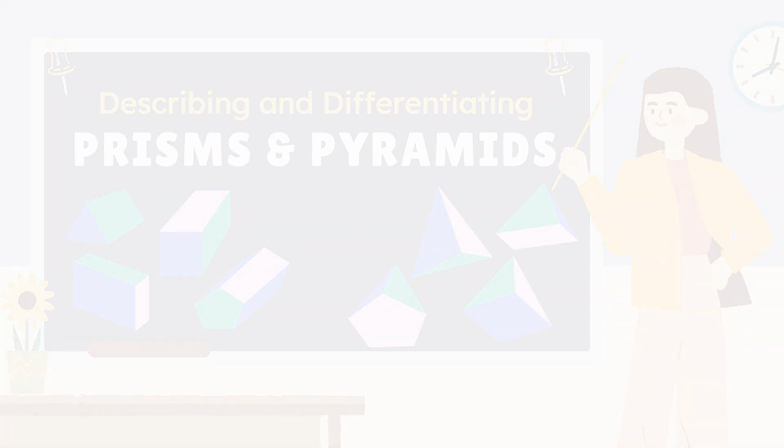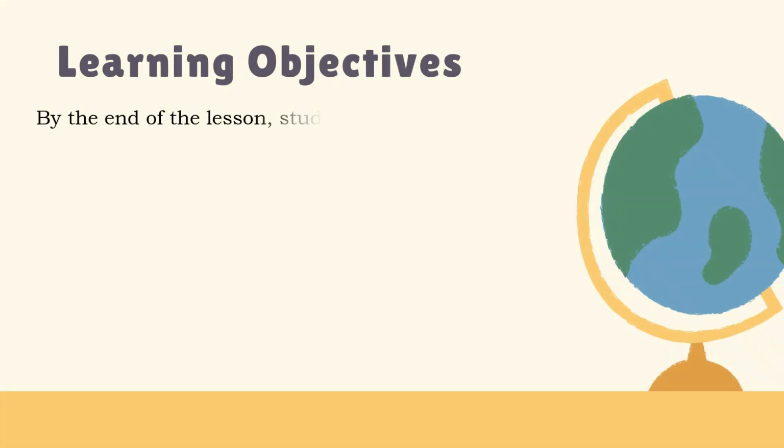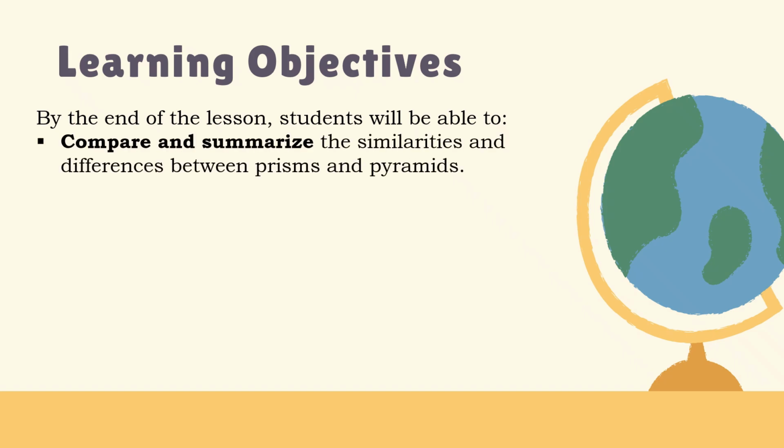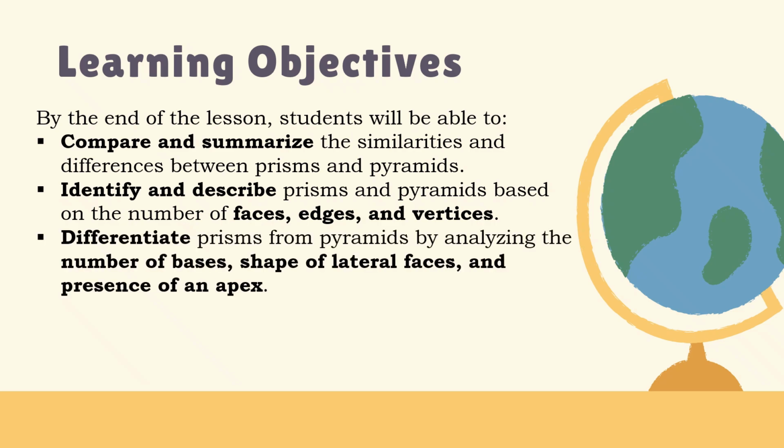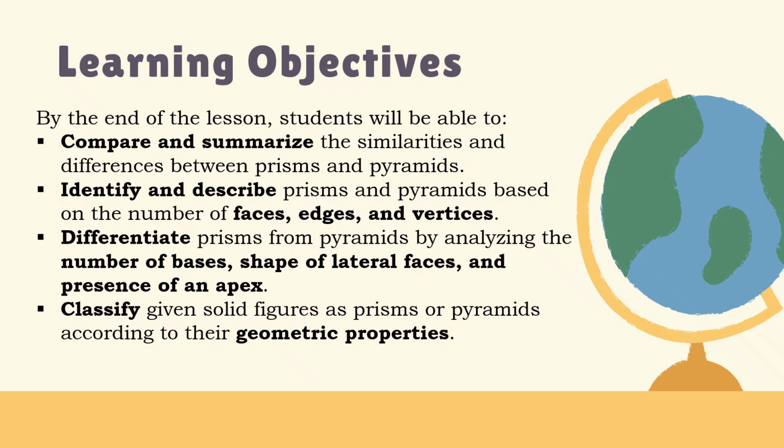Let's go! Learning objectives. By the end of the lesson, students will be able to compare and summarize the similarities and differences between prisms and pyramids. Identify and describe prisms and pyramids based on the number of faces, edges, and vertices. Differentiate prisms from pyramids by analyzing the number of bases, shape of the lateral faces, and presence of an apex. And lastly, classify given solid figures as prisms or pyramids according to their geometric properties.